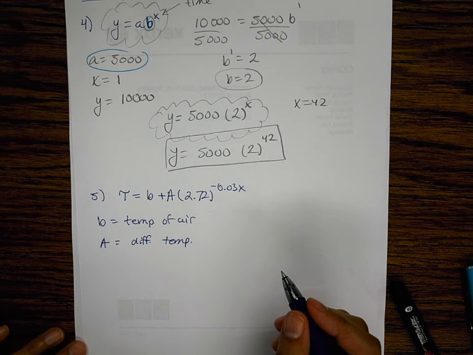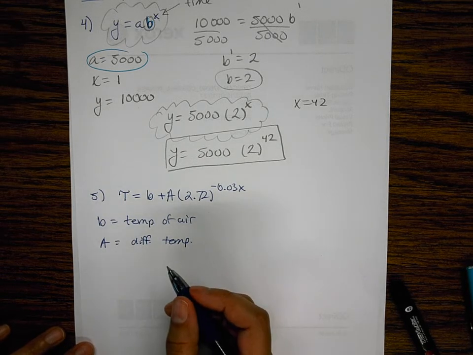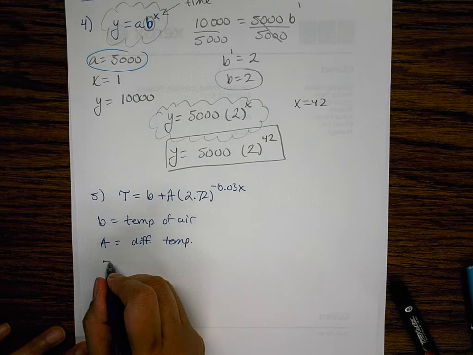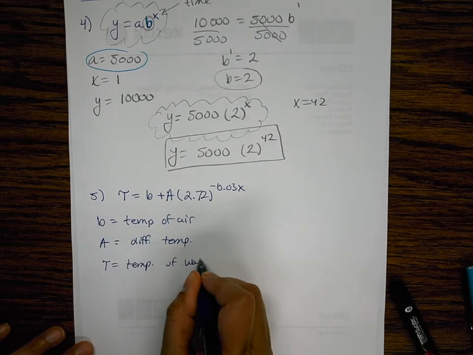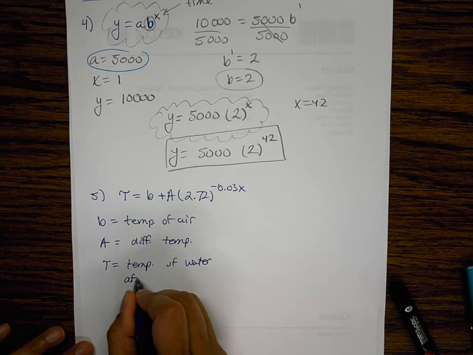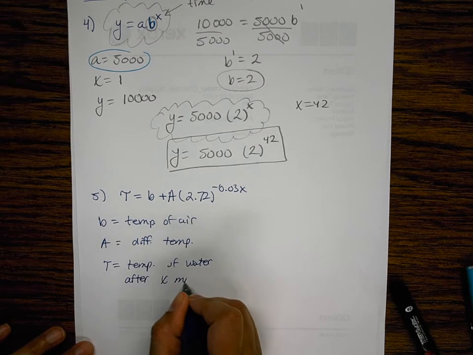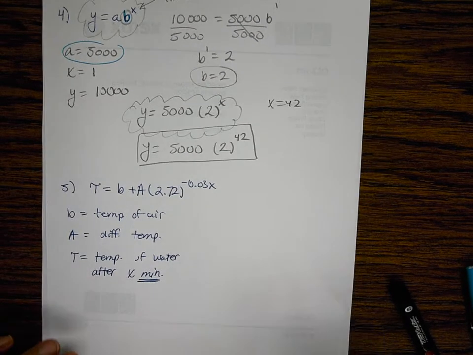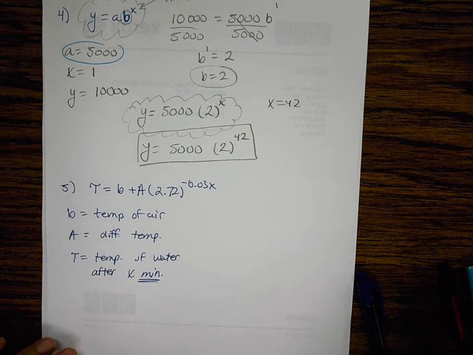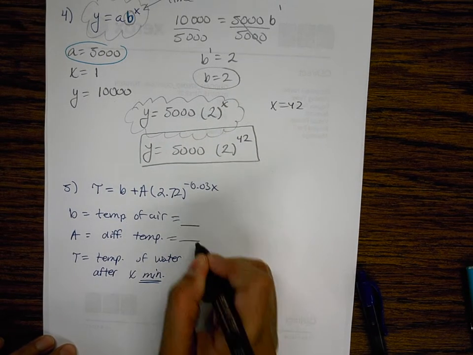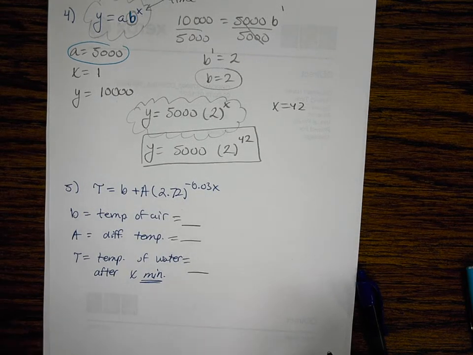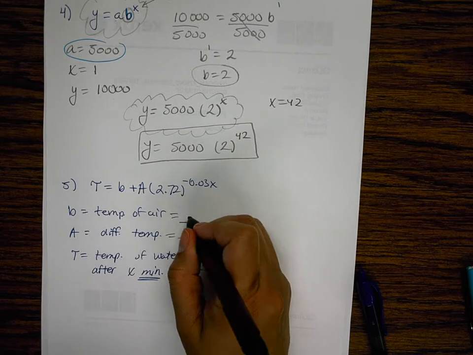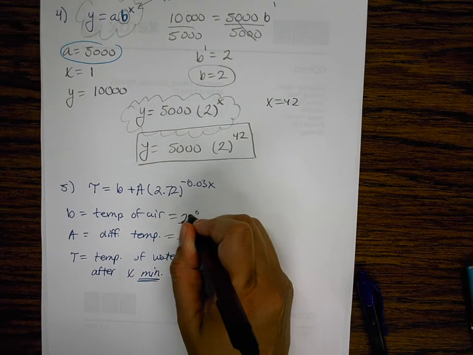And then what else does it give us? T is the Celsius temperature of water after X minutes. Temperature of water after X minutes. And minutes is the key part there as well. Okay, now let's see what was given and what we know, what we're looking for. Okay, if the temperature of the air is 22 degrees Celsius, temperature of the air is 22 degrees Celsius.